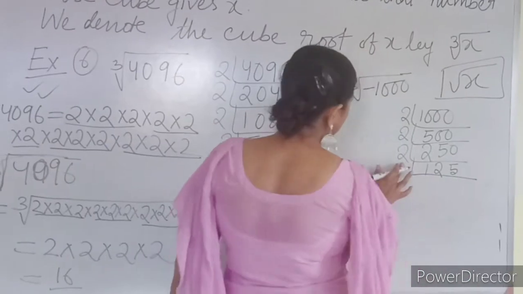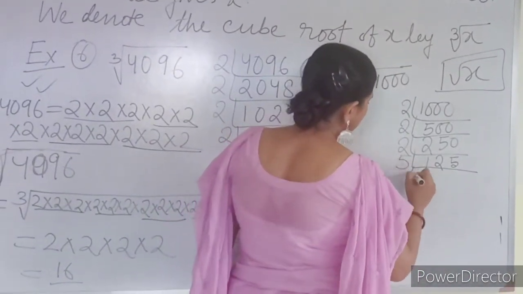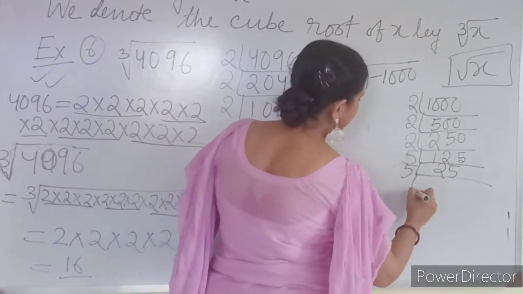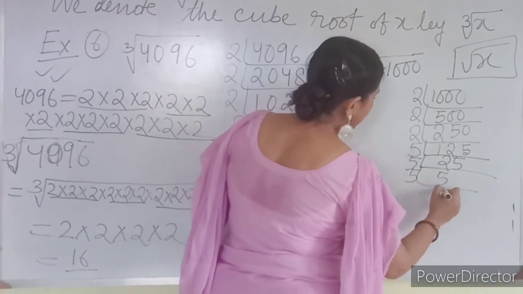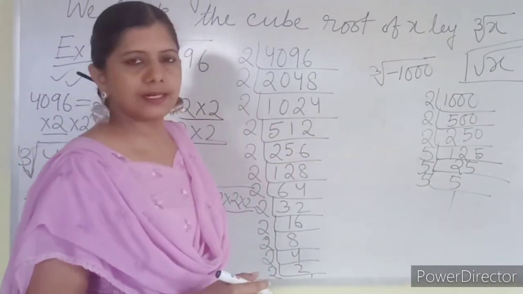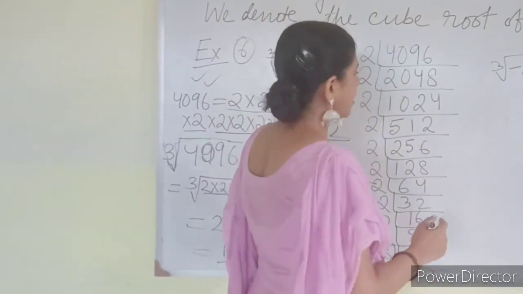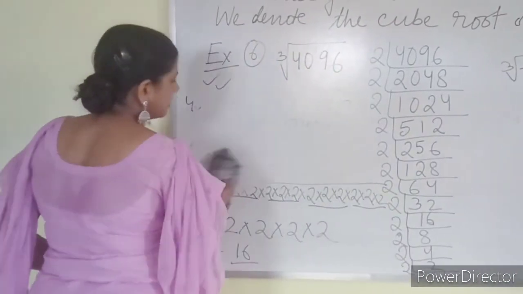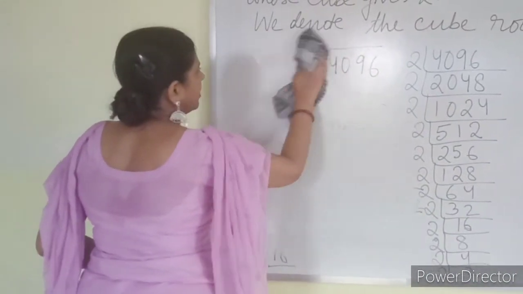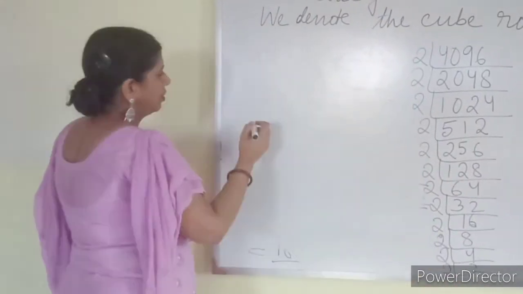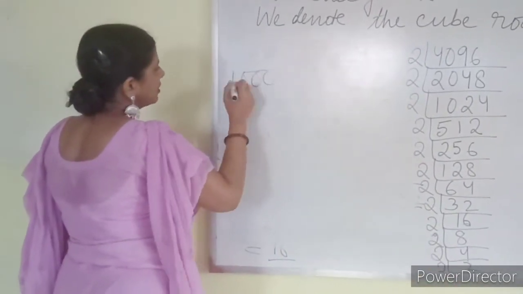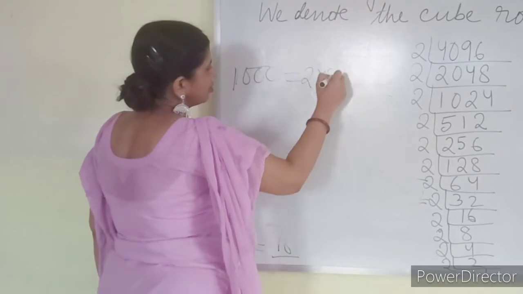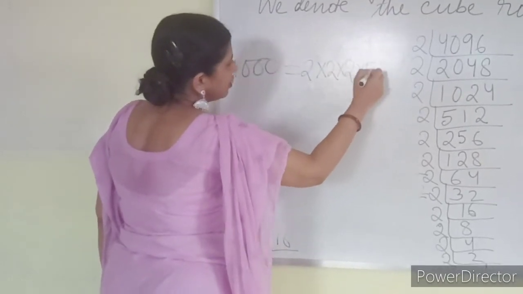Now 125 you have to divide by 5, not by 2. So 125 divided by 5, you get 25. Again divide by 5, you get 5. Now 5 ones are 5. This is the prime factorization of 1000. Now if I want to write 1000 here, I am rubbing this portion and writing here only. 1000 is 3 times 2 and 3 times 5. 1, 2, 3 and 5 also 3 times.